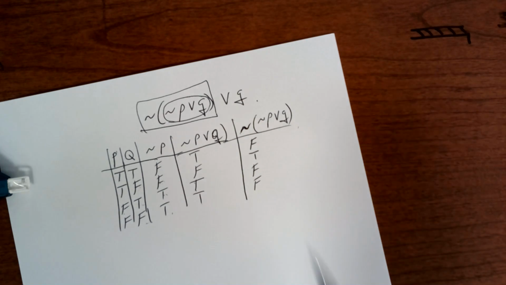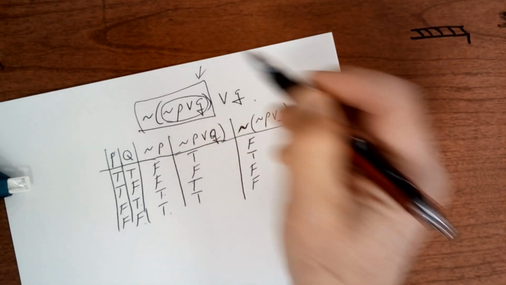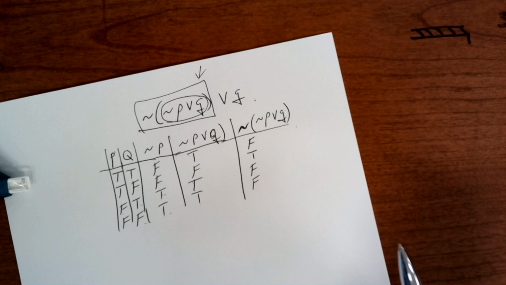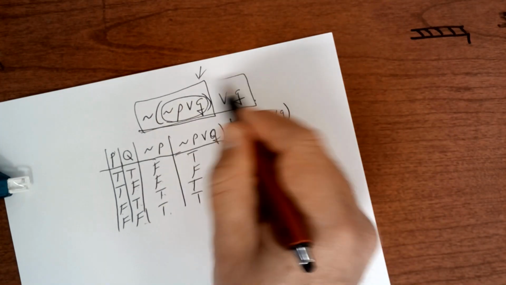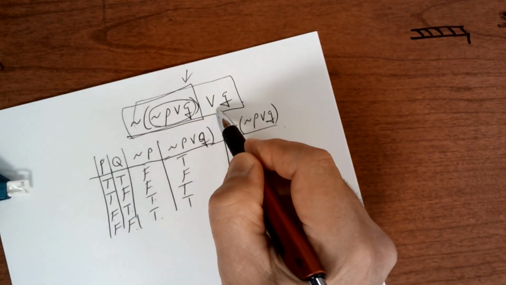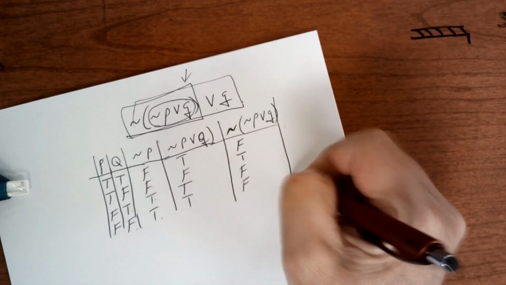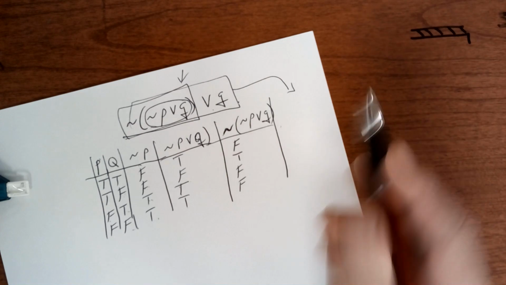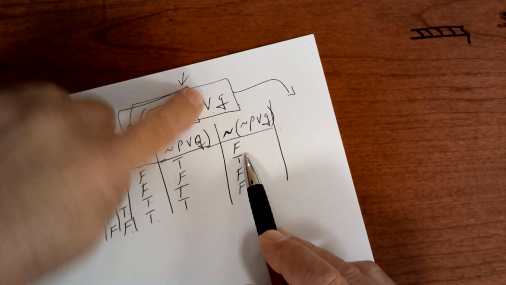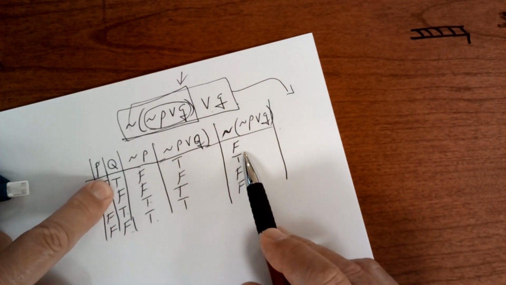Okay, now we have this whole part right here. Now we're going to do the last part, which is the whole thing. Okay, RQ. So here we go. The final part, and I can't fit it in, is all of this. So we're going to take this or Q, and Q is right here.